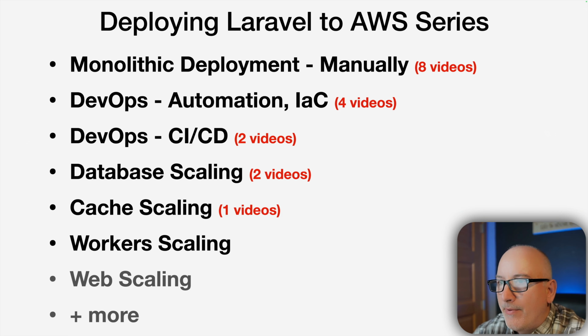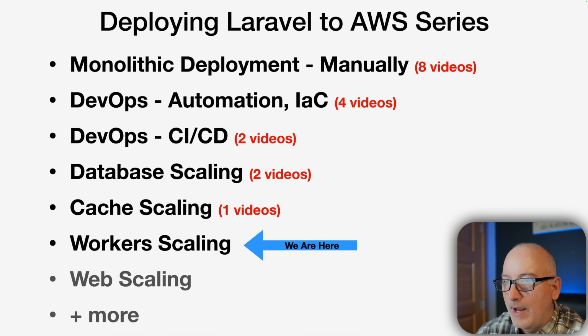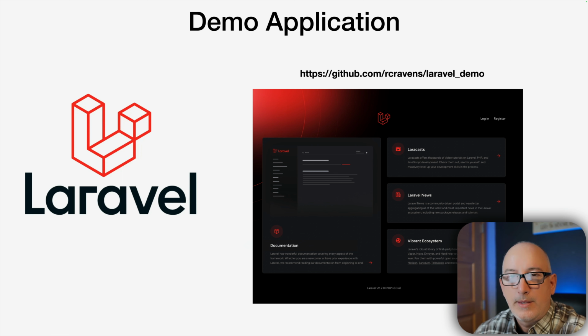So this is a recap of the roadmap and where we've been. This is where we are today. So this is where we're going to start taking a look at how we can scale Laravel Horizon. Just in case you're jumping in here without the knowledge of the previous videos, we are deploying a Laravel application. It's in a GitHub repo. It's pretty much bare bones Laravel 11. There are a few modifications, but not many.